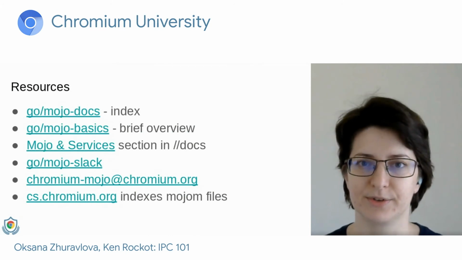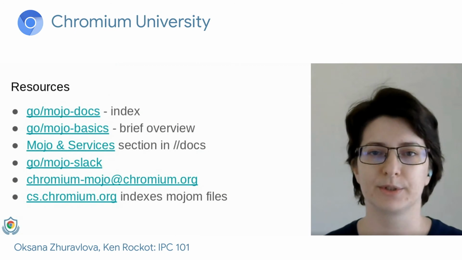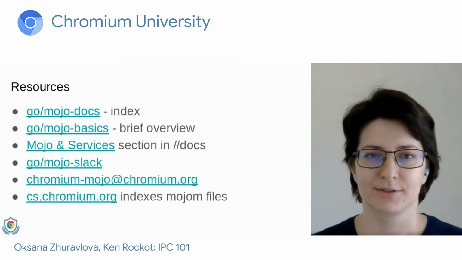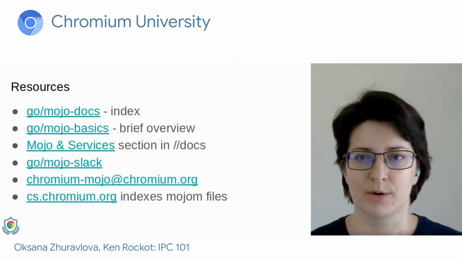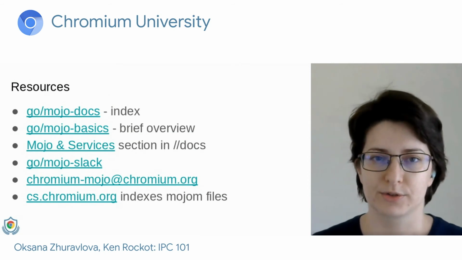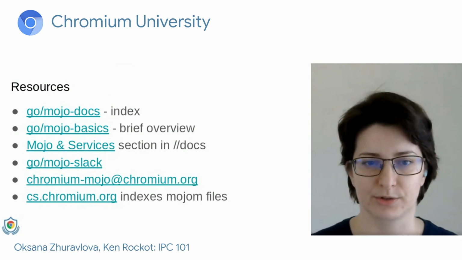So we have looked at fairly simple examples and covered the very basics of Mojo IPC, and we're leaving you with some resources you can use to learn more and be productive. So go/mojo-docs and go/mojo-basics point to markdown docs in the Mojo source directory. The Mojo and services section in the top level docs gathers related links. And if you have any questions, please don't hesitate to contact us.